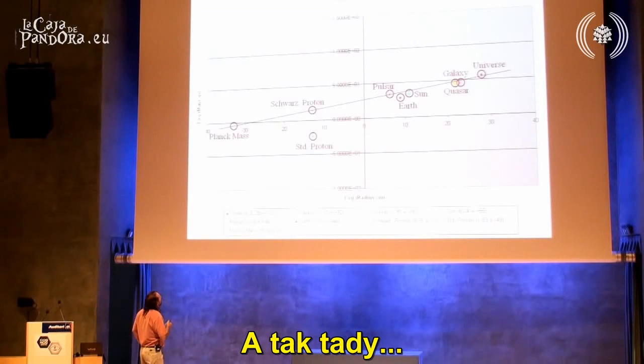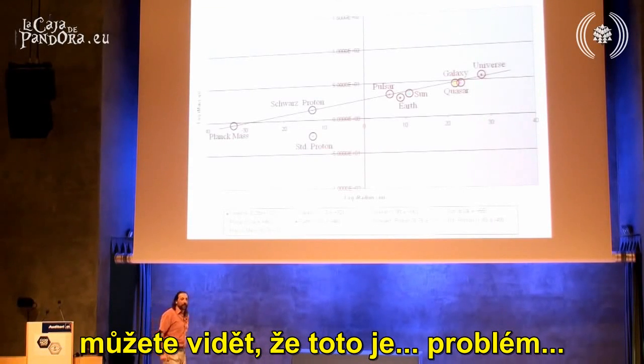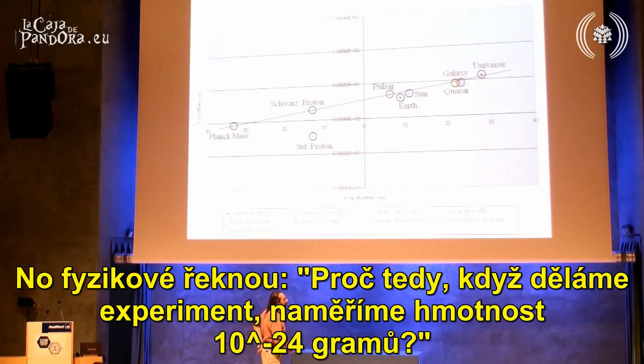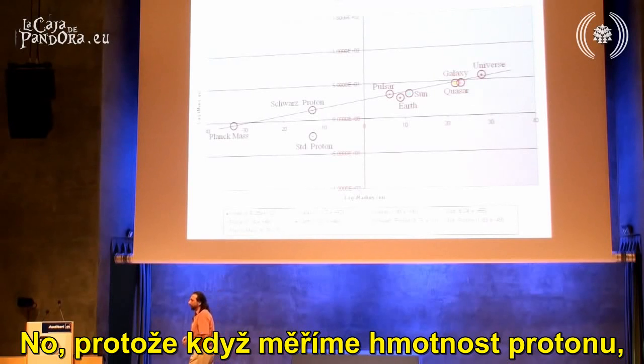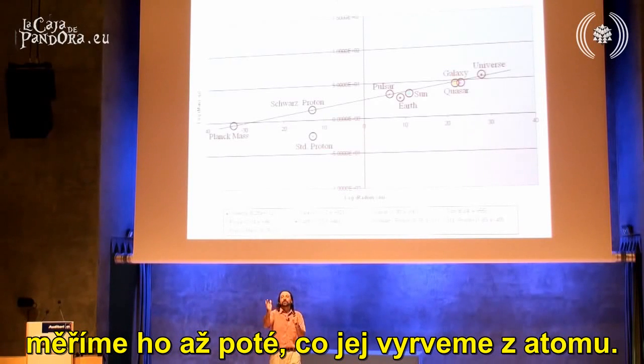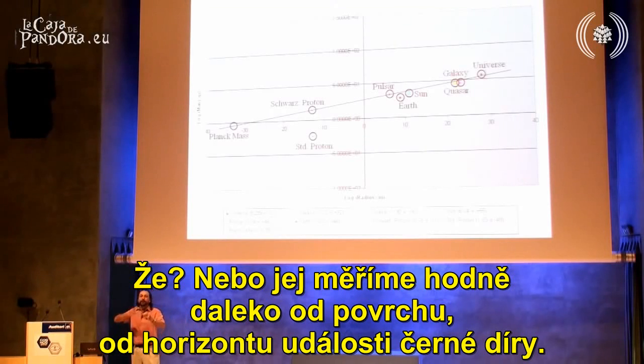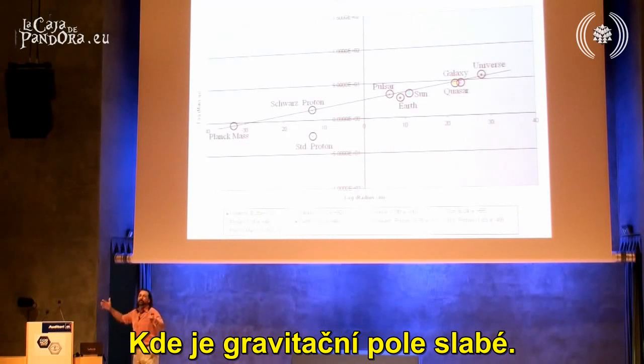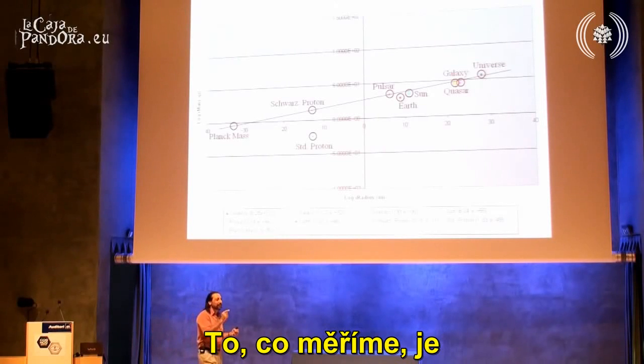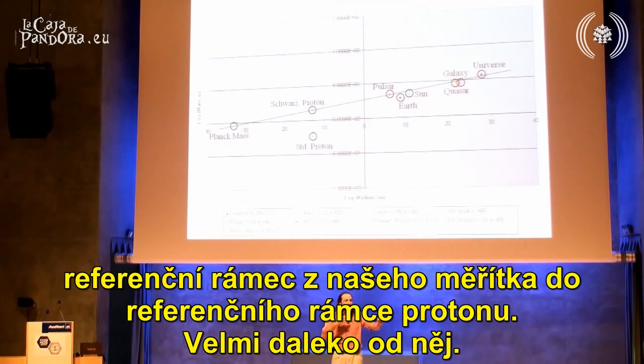And so here, you can see that this is a problem. Why is it a problem? Well, a physicist will say, but why then, when we do experiment, we measure the mass as 10 to the minus 24 grams? Well, because when we measure the mass of a proton, we measure it after we knock it out of an atom, right? Or we measure it far away from the surface event horizon of the black hole, where the gravitational field is weak. So what we're measuring is a frame of reference from our scale to the frame of reference of the proton, far away from it.